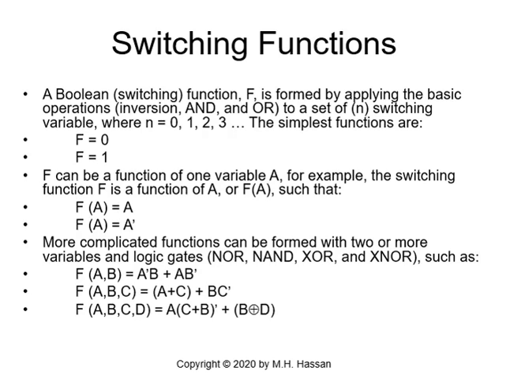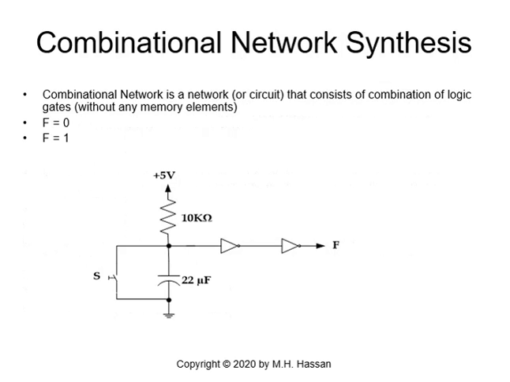The next slide will talk about the construction of combinational networks, how we synthesize a combinational network. Now, what is the term network or circuit? A combinational network, or combinational circuit, is a network or circuit that consists of a combination of logic gates. If we have any circuit with logic gates without memory, memory is usually generated when we have feedback. So without feedback or without memory, the circuit or network is called a combinational network.